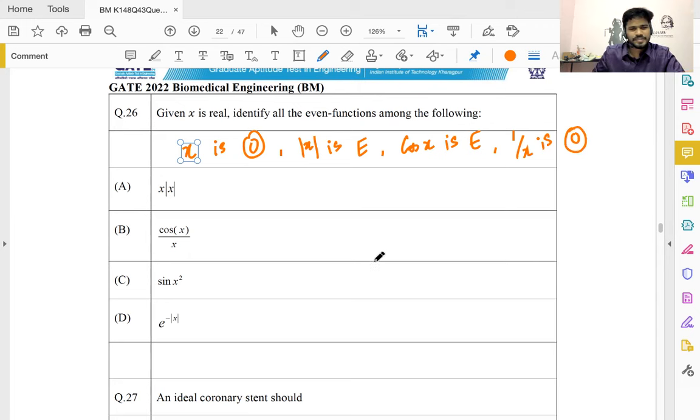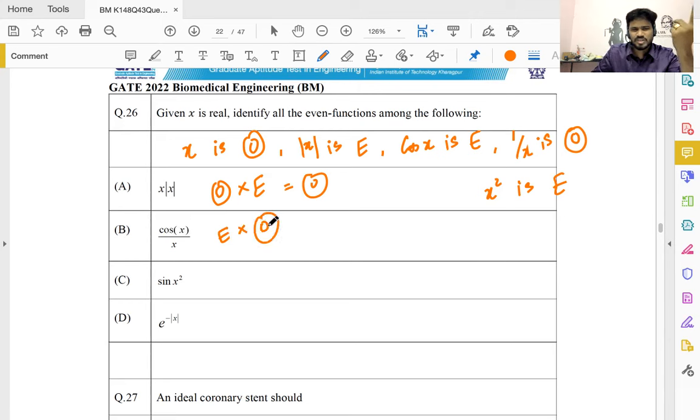And few more details, let me write. X square is even, mod x is even. That we already have. So this is an odd into even function. This should be odd. This is again product, division doesn't matter. So this is even into odd, or even by odd, divide or multiplication doesn't really matter. Holds good. So this is also odd.